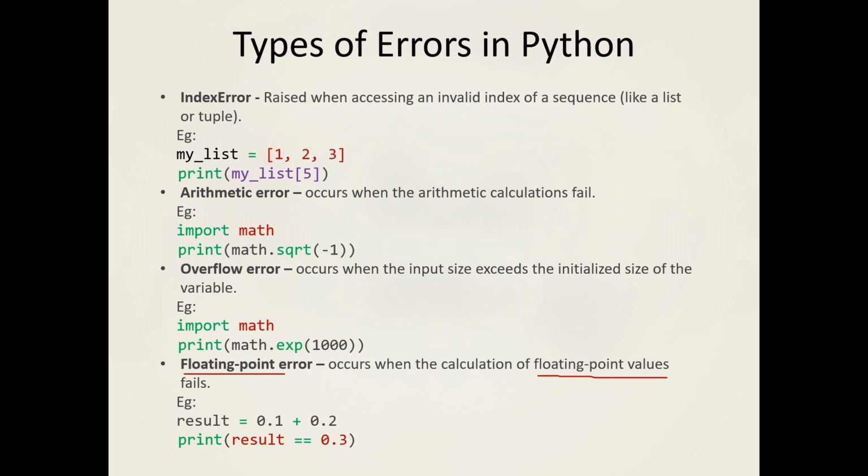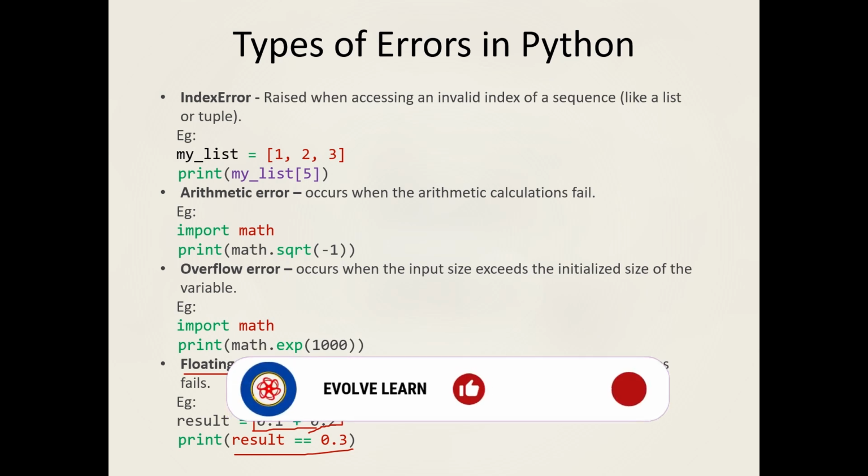Coming to this example, when you try to perform addition between 0.1 and 0.2, the result will not be exactly 0.3 due to these precision errors. The actual result of 0.1 plus 0.2 in binary is slightly more than 0.3. So this comparison results in false. In addition to arithmetic and index errors, Python also has other error types that often arise during importing, file handling, and working with dictionaries. Let's go over those next.